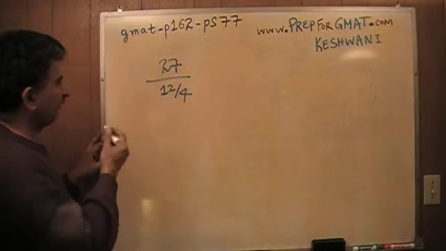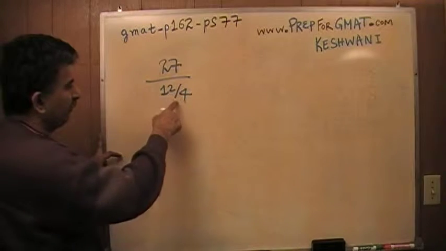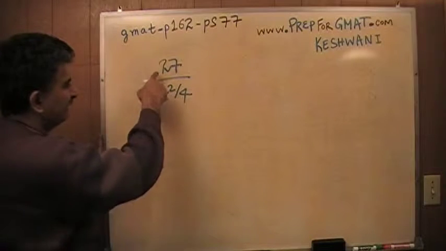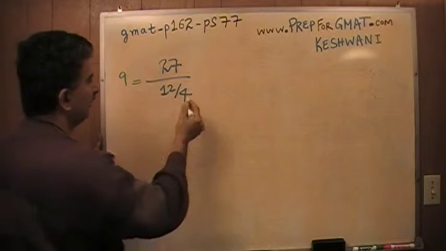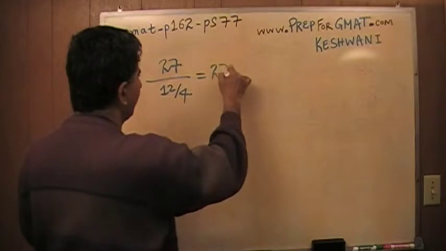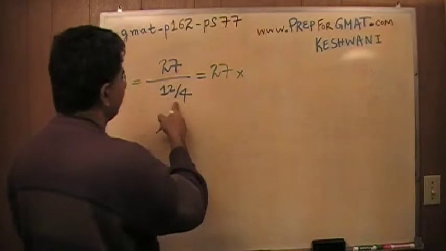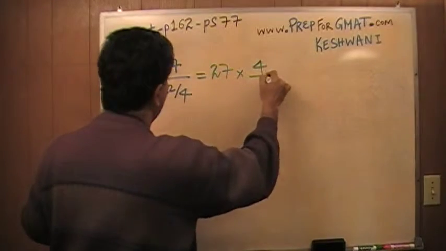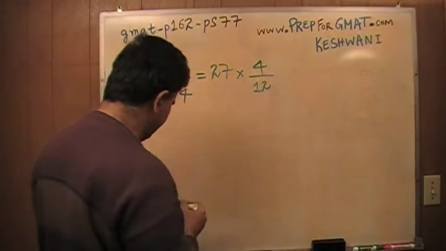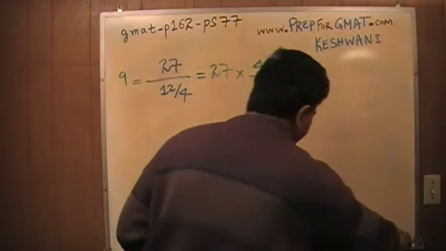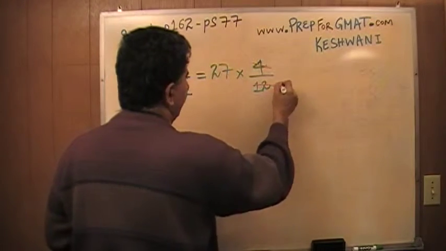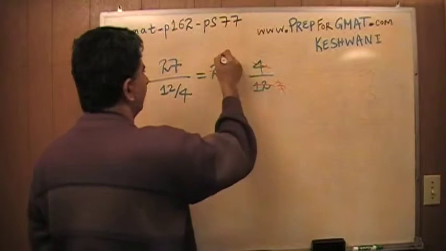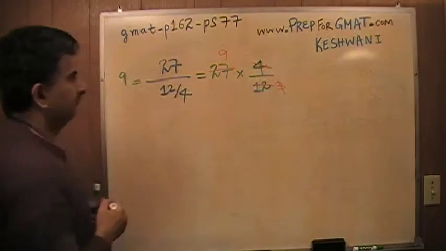For example, let's first find out what this equals. We know that 12 over 4 is 3. So we know that 27 divided by 3 has to equal 9. I'm going to show you how. What you're supposed to do is take the top part, multiply it by the reciprocal of the bottom part, 4 over 12. Let's see what happens. 4 goes into 12 3 times, and of course 3 goes into 27 9 times. You see, we ended up with 9.